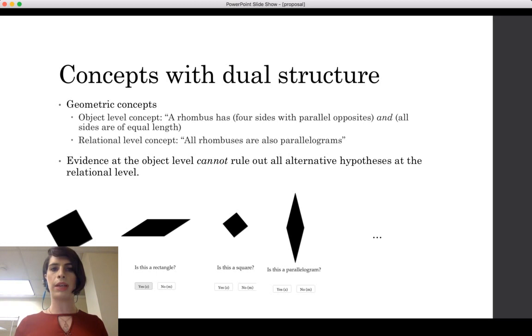However, at the relational level, the subject can never observe that all of the shapes that are labeled rhombus are also labeled parallelogram. The subject can only ever observe evidence that is consistent with some, but not all rhombuses are also parallelograms, as well as all rhombuses are also parallelograms. So this is a subtle point, but it's key to understanding how expressivity is the difference between these two levels.